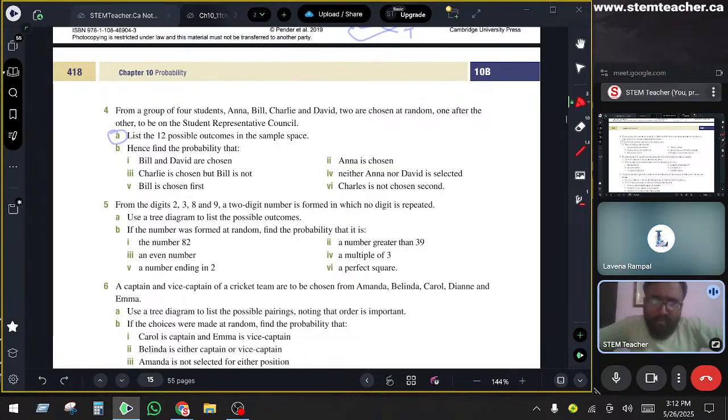Two chosen randomly, one after the other. I want the tree diagram.